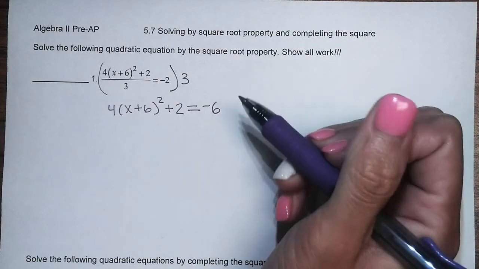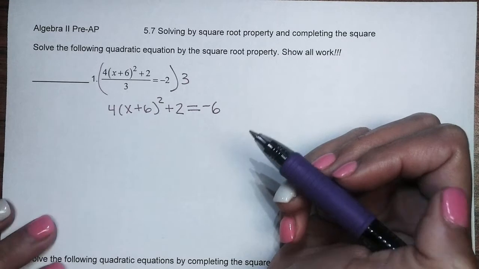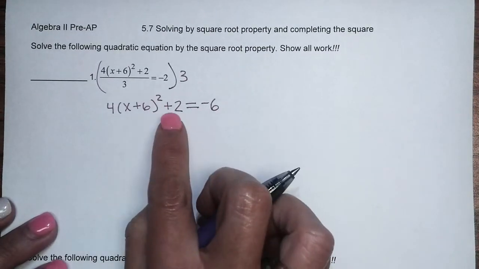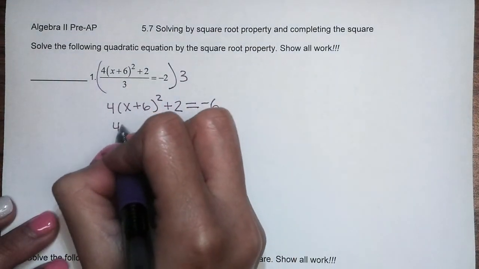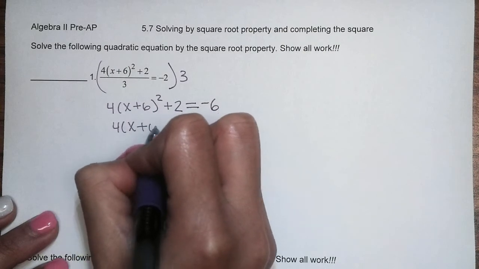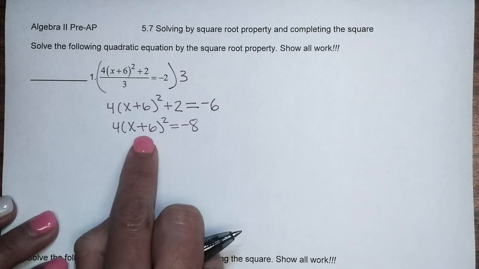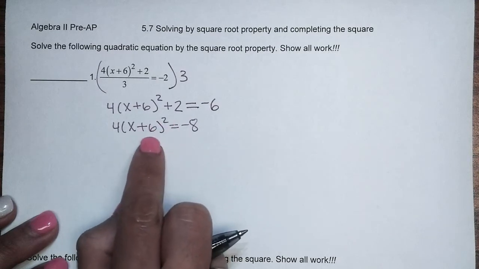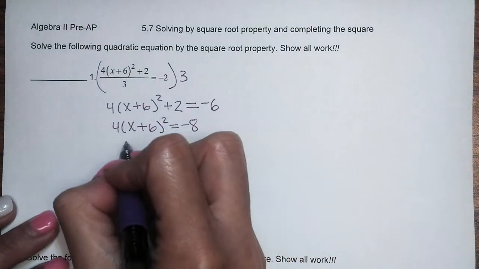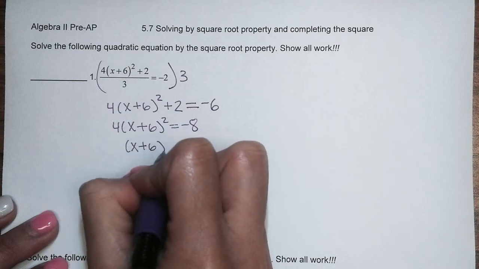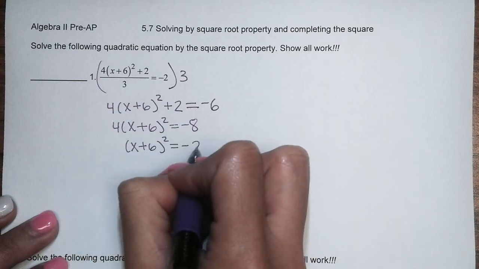And now again, I just need to get my (x + 6) squared isolated. So I'm going to subtract 2. And that would become (x + 6) squared equals negative 8. And then finally, the last step to getting my squared quantity isolated is to divide by 4. So (x + 6) squared equals negative 2.